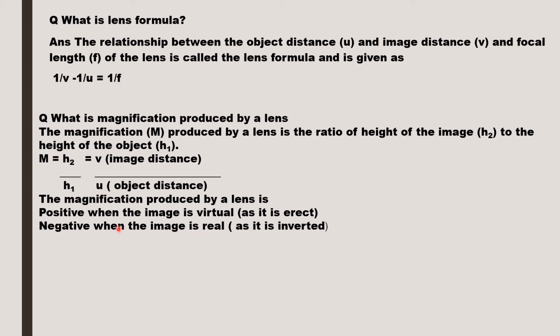Now this can be asked in objective type of questions. The magnification produced by a lens is always positive when virtual image is formed, and the magnification will be negative when the real image is formed. Real image is always inverted, virtual image is always erect.